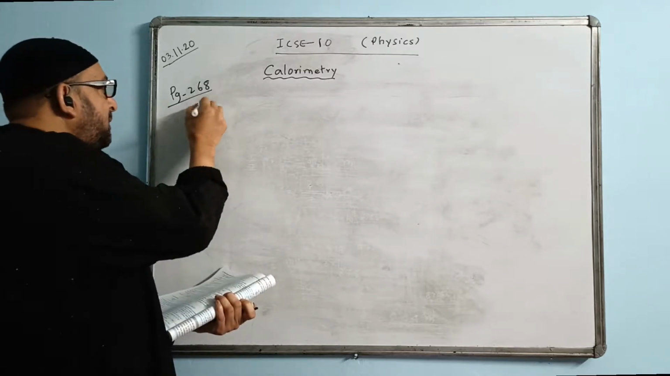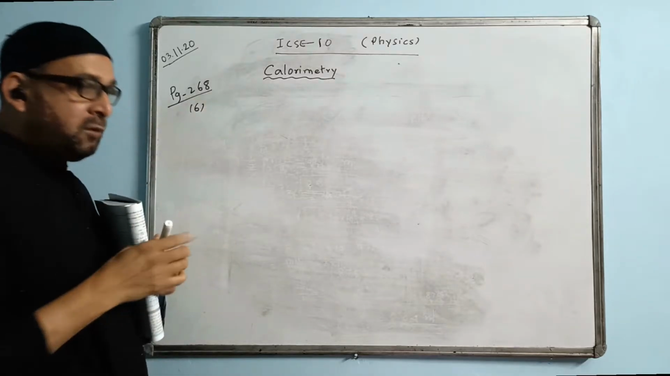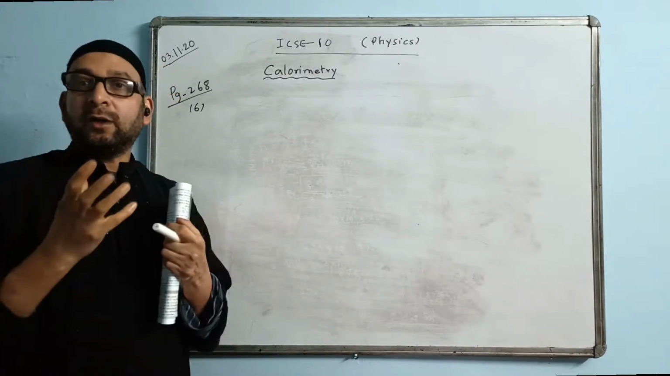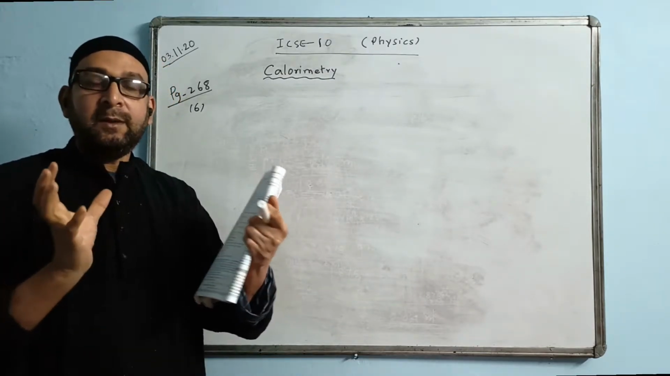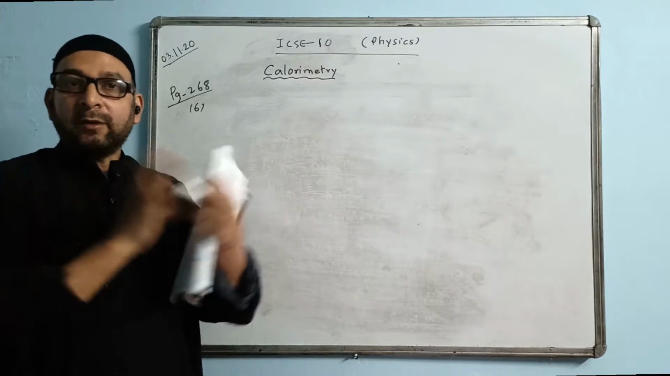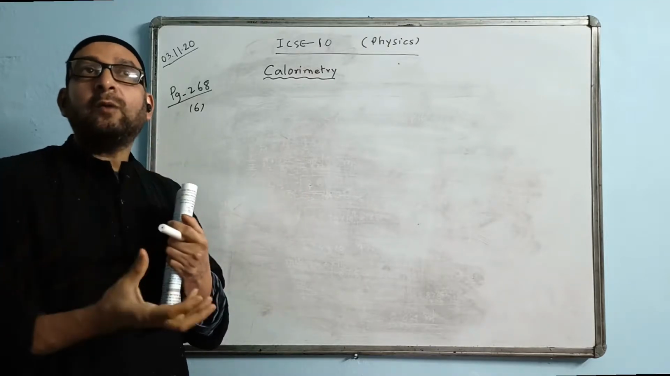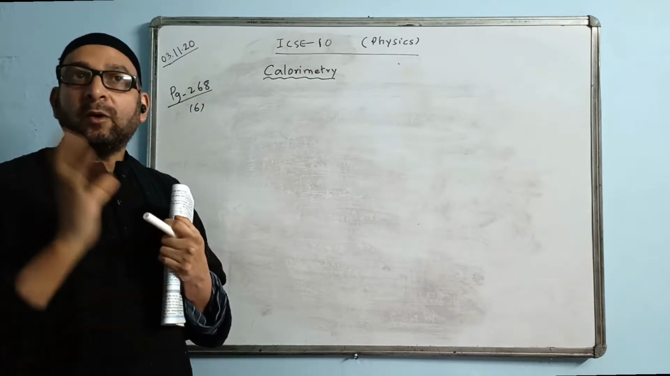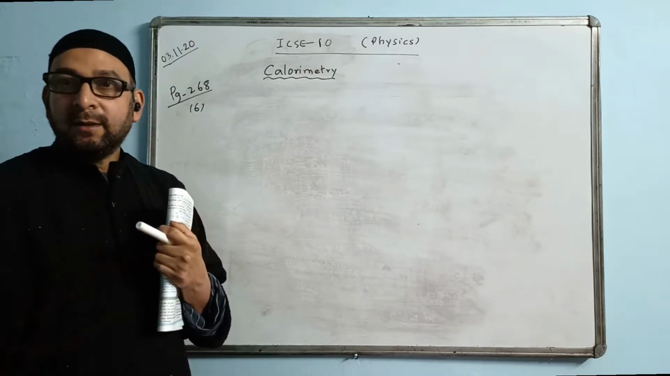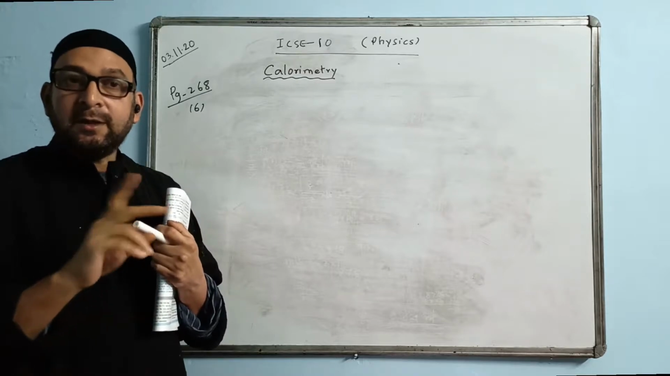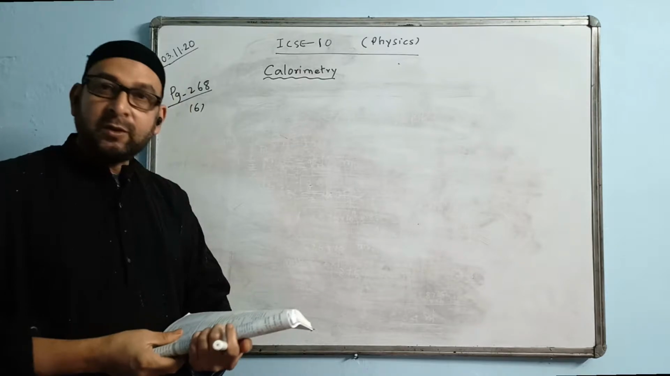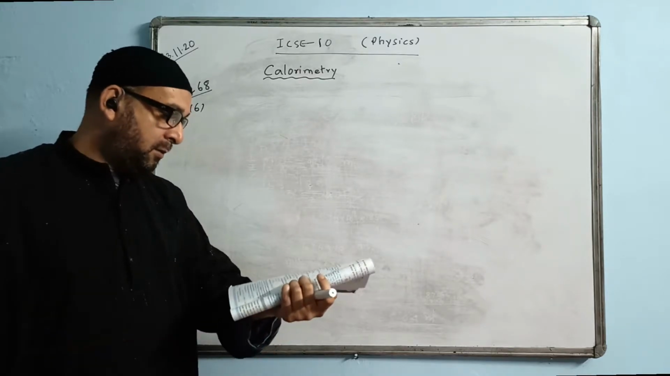Question number 6. The idea of doing this type of question is that we will have a hot thing and a cold thing, and we will bring them in contact. Maybe hot water is mixed with cold water. Then the hot body will lose heat and the cold body will gain heat till both bodies reach a common, constant temperature. Those types of questions we will do. Let us see the question.